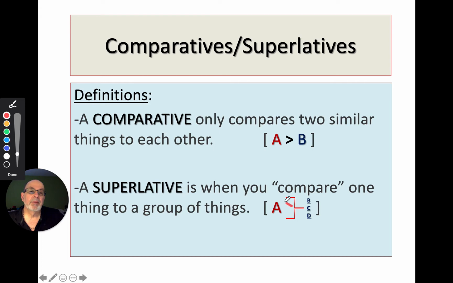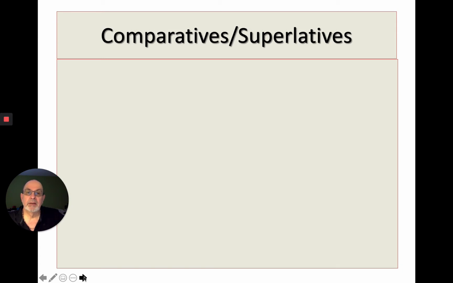If I compare hot dogs to all fast food, in English this is now called superlative. So I'm comparing one thing to a group of things, so more than one other thing. Okay, we call that in English a superlative. Okay, let's take a look at how we can do that.